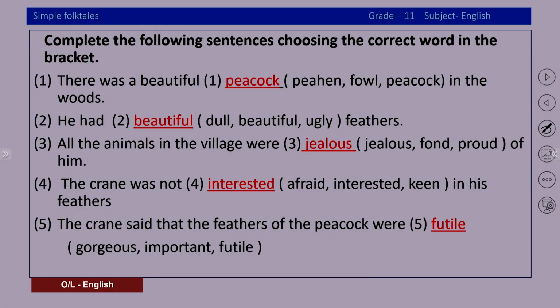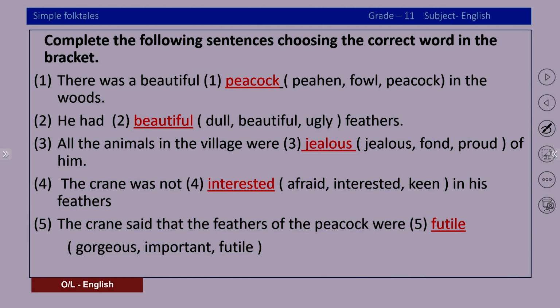First one, there was a beautiful, the answer is peacock. You know, according to the story, the peacock was beautiful. There was a beautiful peacock in the woods. Then question number 2, he had beautiful feathers. According to the story, the peacock had beautiful feathers.